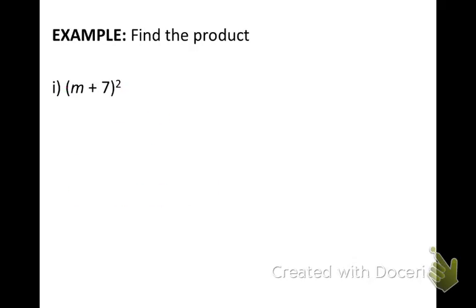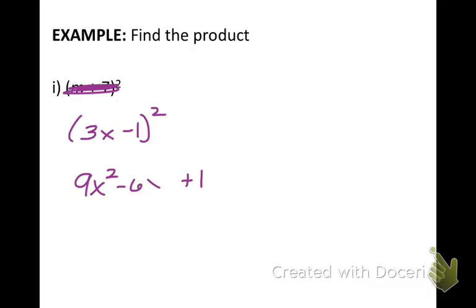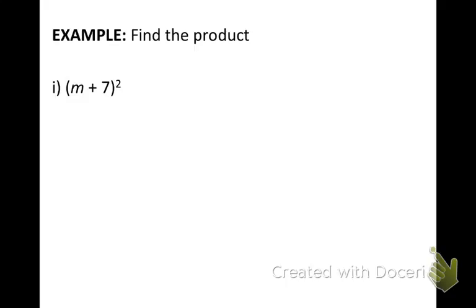What if it was a subtraction problem? What if it was 3x minus 1 squared? What would be your first term? 9x squared. What would be your last term? 1. Positive or negative 1? Positive. Yep, so whenever you square something, it would become positive. What's your middle term going to be? Negative 6x, right? 2 times negative 1 is negative 2 times 3 is negative 6. You see how that works? I don't know, kind of cool, maybe.